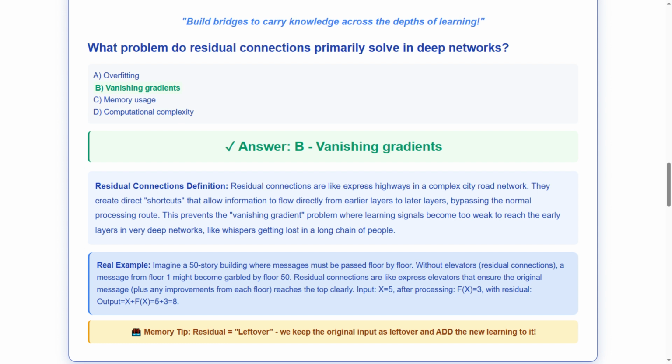Residual connections are like express elevators that ensure the original message, plus any improvements from each floor, reaches the top clearly. For example, input x equals 5, after processing f of x equals 3. With residual, the output equals x plus f of x equals 5 plus 3 equals 8. Express elevators preserve original messages. The memory tip tells us that residual means leftover. We keep the original input as leftover and add the new learning to it. Keep originals, add improvements.